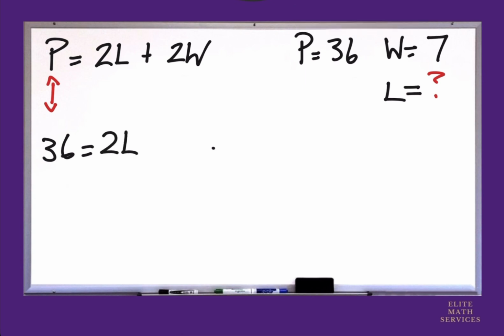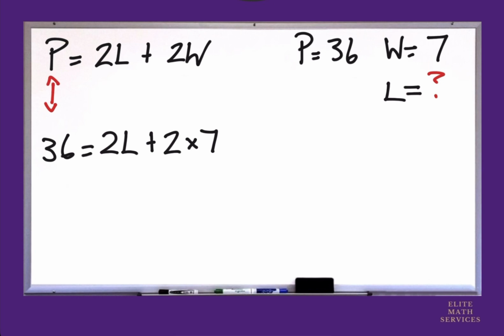So we're just going to put 2L plus 2 times 7 because we do have our width. Our width is 7. And remember, when a number and a letter is together, that indicates you are multiplying. So we're going to put 2 times 7. And now we have our formula set up.